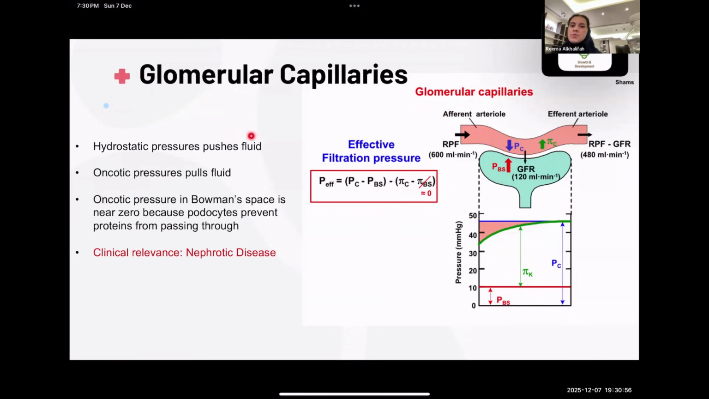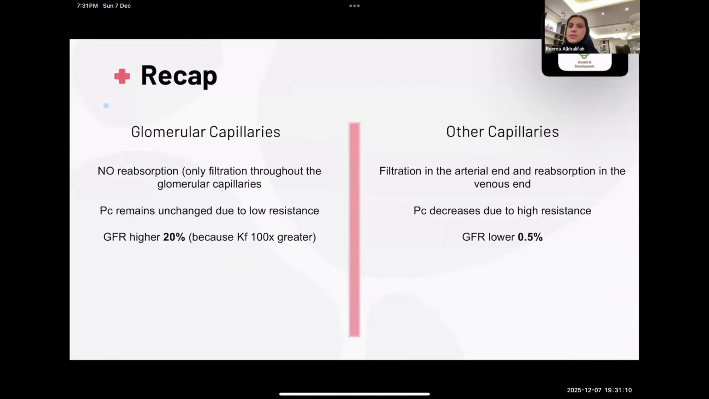Again, all I said is written here in text. Hydrostatic pressures, they push fluid out in the opposite direction. Oncotic pressures pull fluid. Oncotic pressure is zero. And we talked about nephrotic disease. This is a recap, just a comparison.